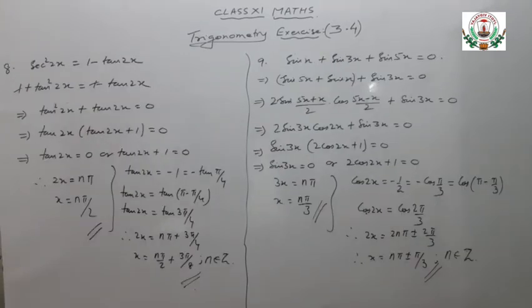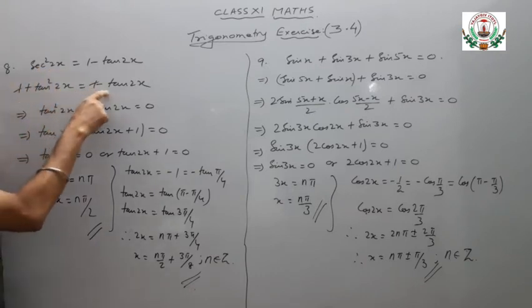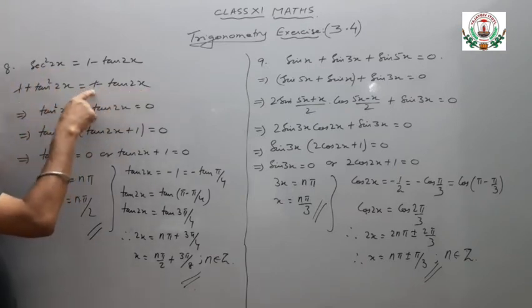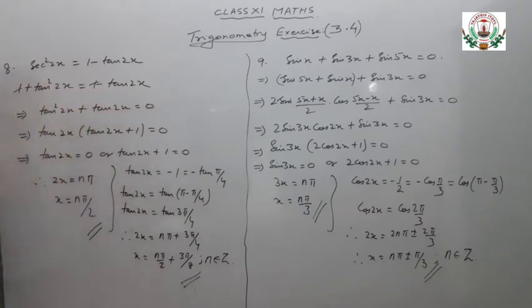Now let's come to question number 8. Sec square 2x equals 1 minus tan 2x. As we know from the second identity, 1 plus tan square θ equals sec square θ. So sec square 2x can be written as 1 plus tan square 2x equals 1 minus tan 2x. This 1 from RHS and LHS will be cancelled out. So tan square 2x, transposing, plus tan 2x equal to 0.